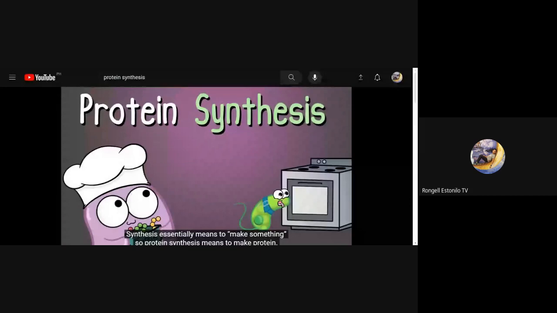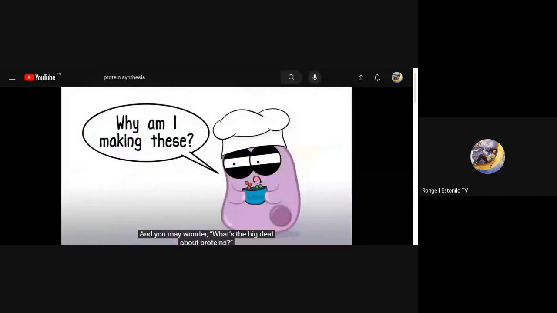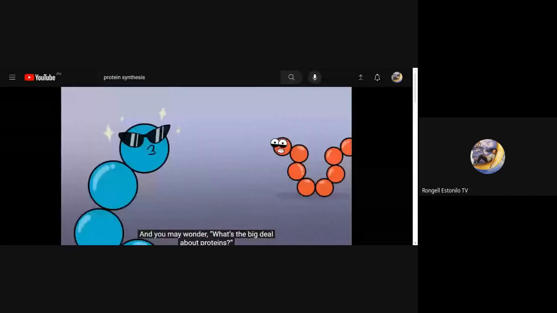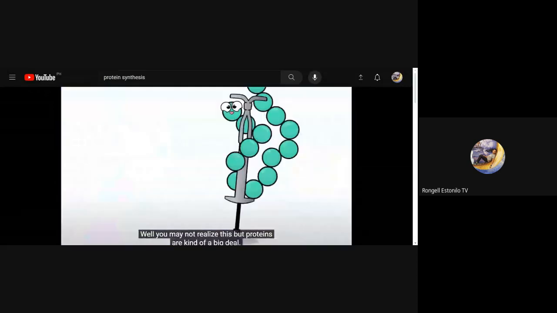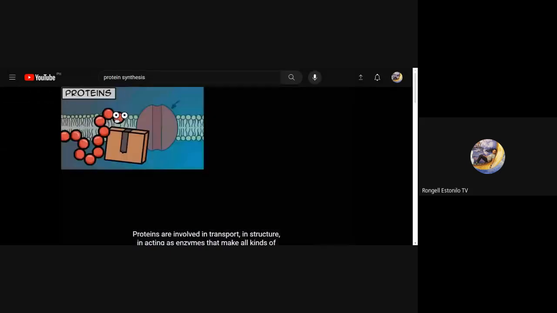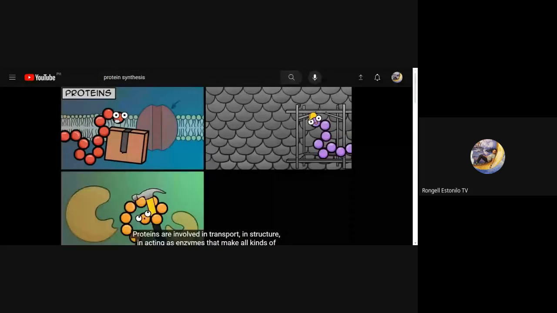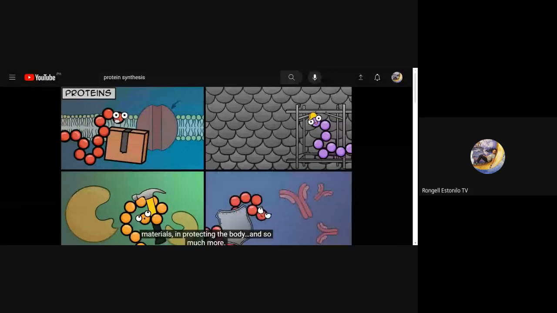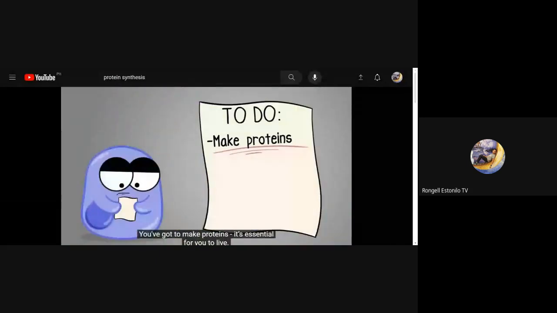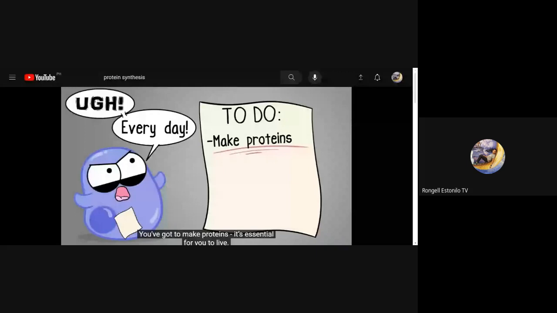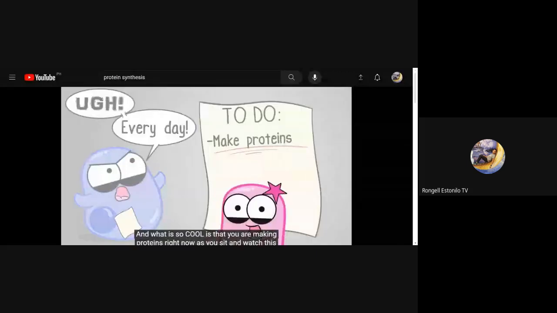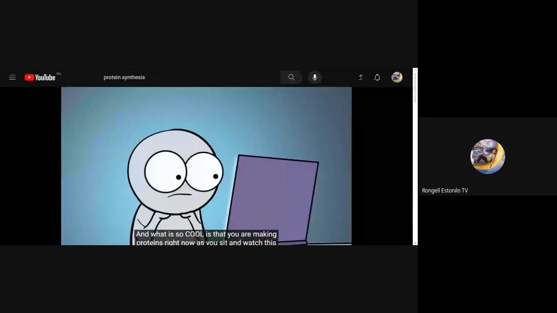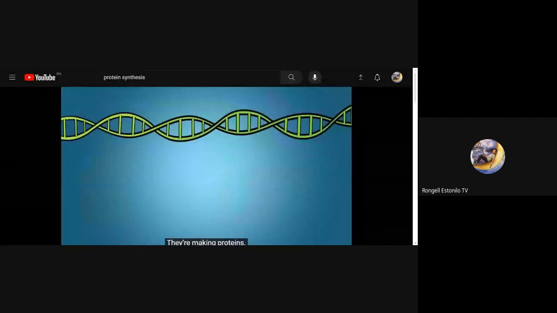And you may wonder, what's the big deal about proteins? Well, you may not realize this, but proteins are kind of a big deal. They do all kinds of things. Proteins are involved in transport, in structure, in acting as enzymes that make all kinds of materials, in protecting the body, and so much more. You've got to make proteins. It's essential for you to live. And what is so cool is that you are making proteins right now as you sit and watch this video. It's happening in your cells. They're making proteins. So back to your DNA and its role in all of this.